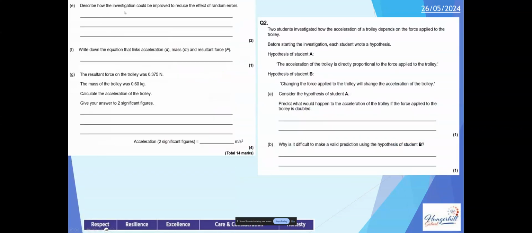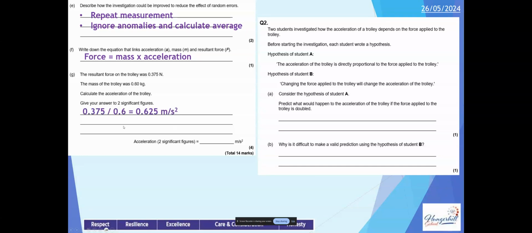Right. Describe how the investigation could be improved to reduce the effect of random errors. So these are standard answers. Repeat measurements, ignore anomalies, and calculate average. We just get our equation from here, and then we work it out like this. I'm not going to go through that because it's pretty straightforward.